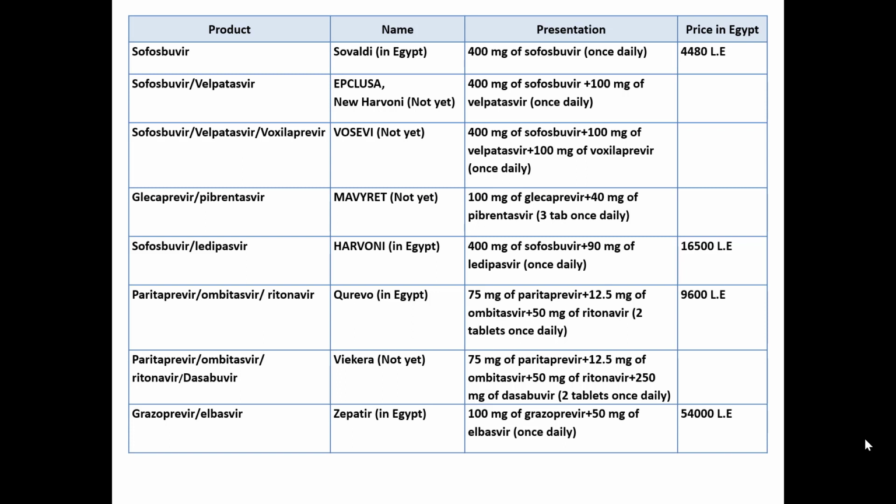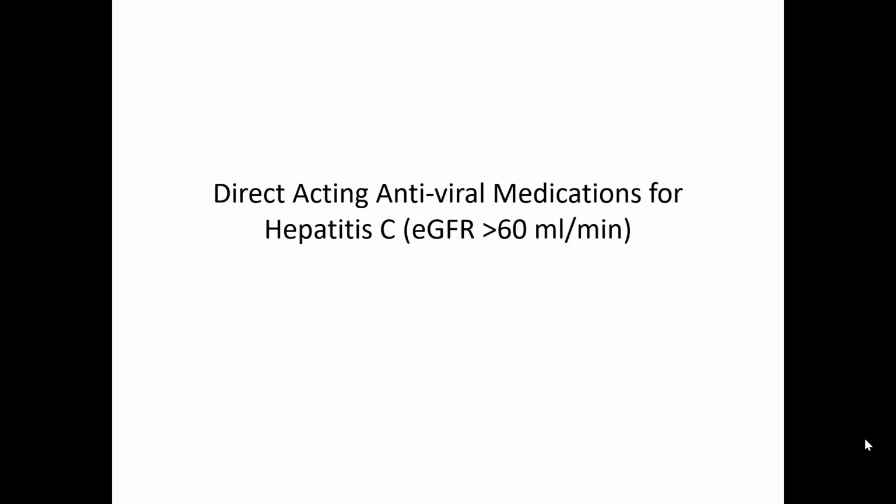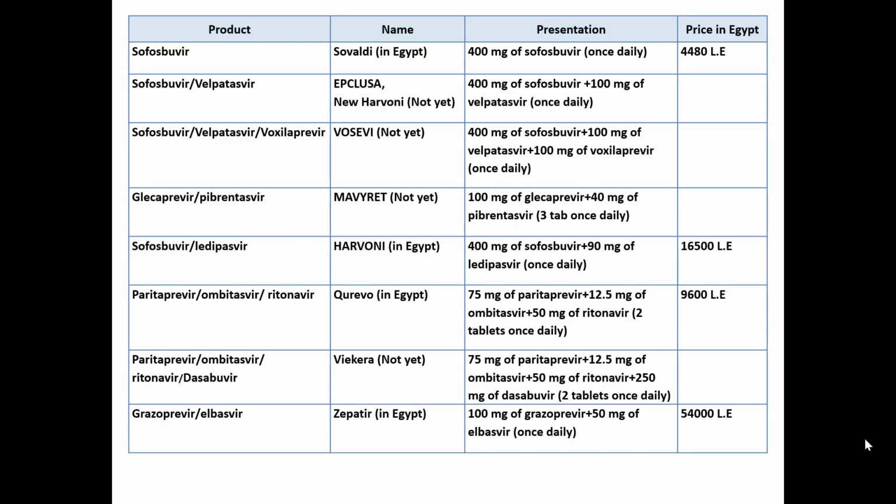Regarding direct-acting antivirals used for treatment of HCV, this table illustrates the different direct antiviral regimens that can be used, their availability in Egypt, their price, and the doses for patients with estimated GFR above 60 ml per minute. Sofosbuvir, named in the market Sovaldi, each tablet contains 400 mg of sofosbuvir, to be taken once daily. Sofosbuvir plus velpatasvir in the market is named Epclusa or New Harmony, but it is not available in Egypt. Each tablet contains 400 mg of sofosbuvir plus 100 mg of velpatasvir, to be taken once daily.